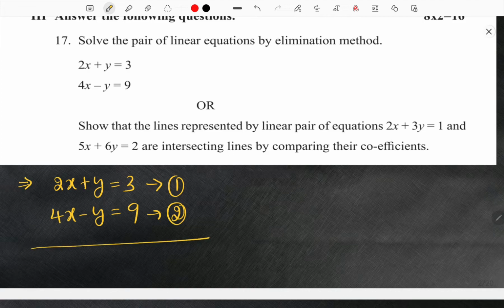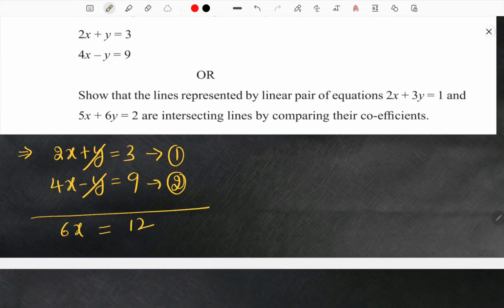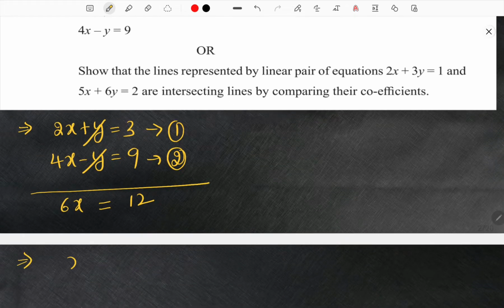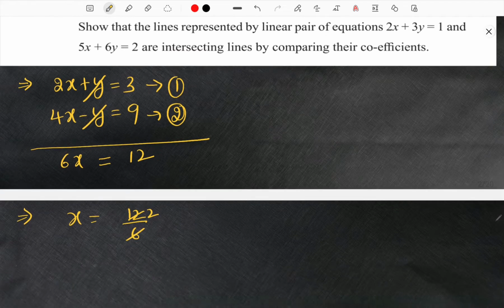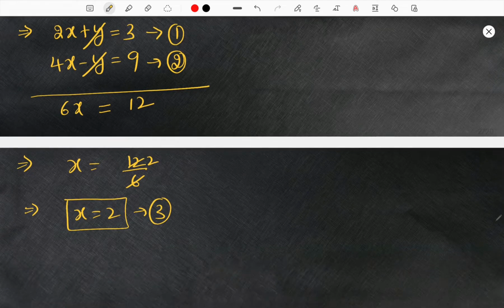Now look at this plus y and minus y, they get cancelled. 2x plus 4x is 6x. 6x is equal to 3 plus 9, which is 12. Then we have x is equal to 12 divided by 6. 6 twos are 12. Then the value of x is 2. Let me call it equation number 3. Already we got the x value.